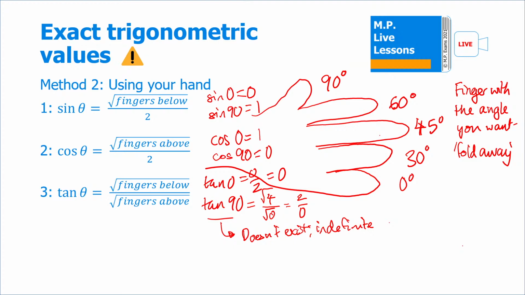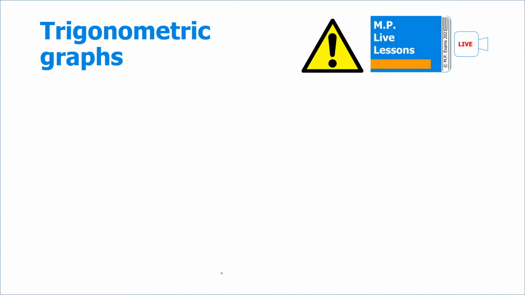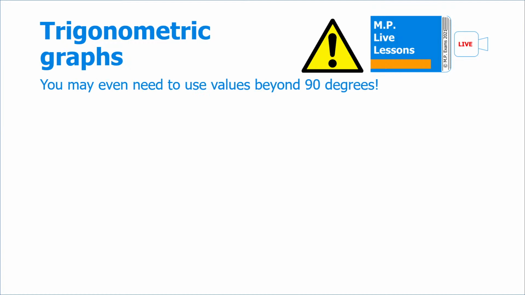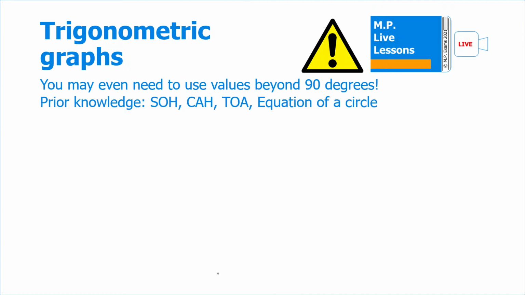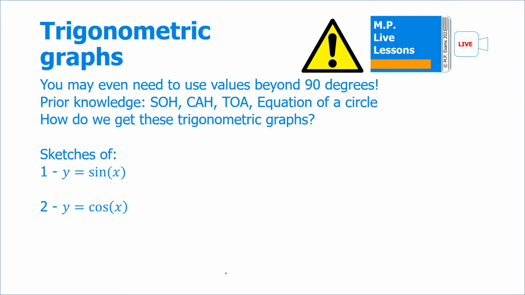And a useful fact is, if you can't remember this weird tan rule, you could still remember that tan of an angle equals sine of the angle divided by cos of the angle. That's an identity. That's just a fact. And you may need to use these values beyond 90 degrees. So if we need to, we've actually seen sketches of these already.